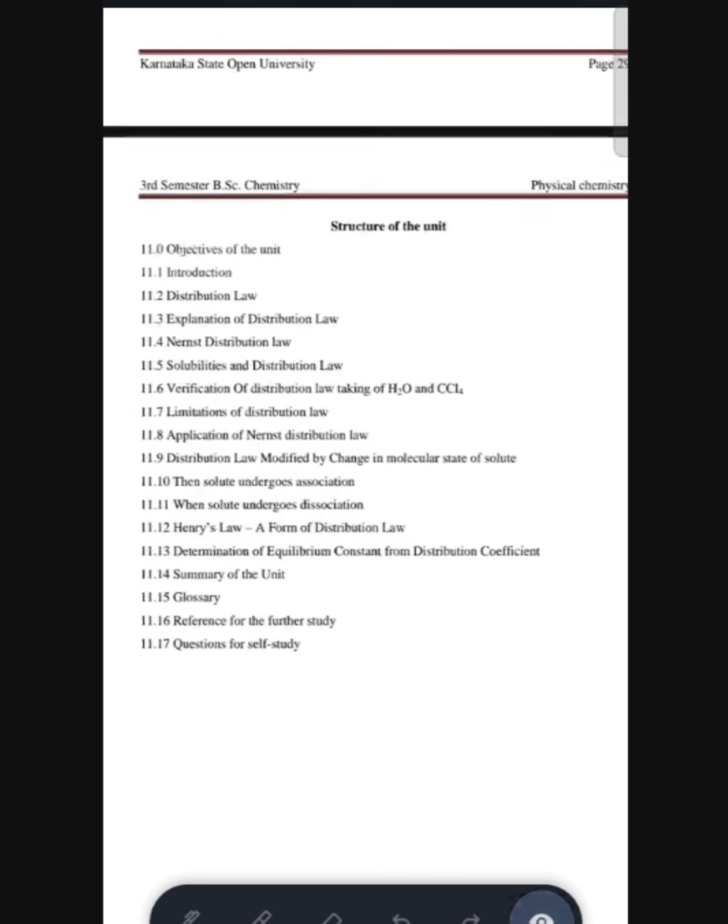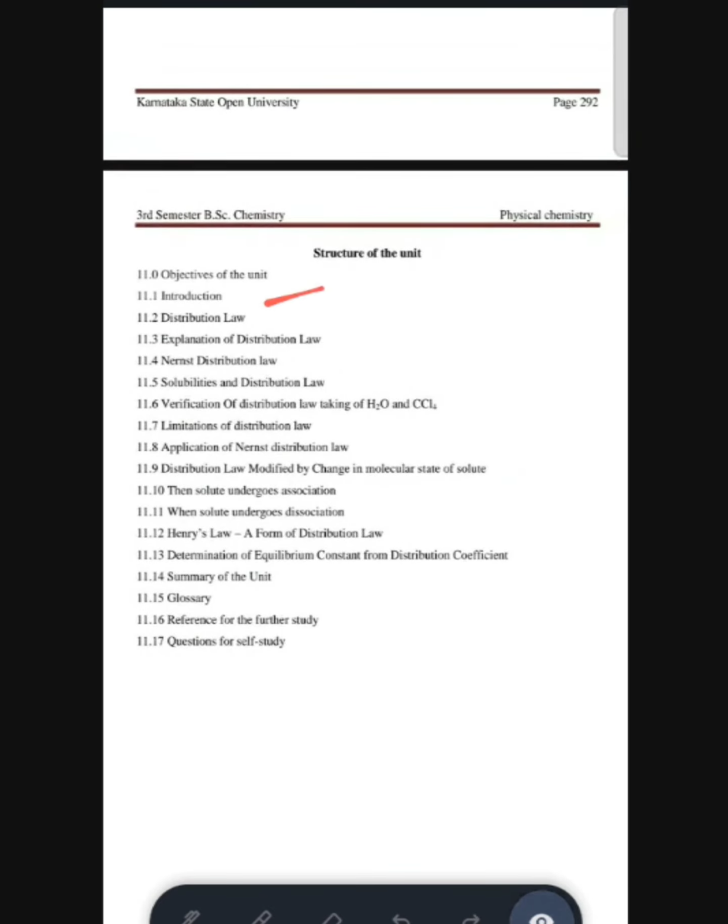where we look at the application of the Nernst distribution law and some examples for the distribution law, and also Henry's law as a form of distribution law. The main aim is the determination of equilibrium constants from the distribution law. These are the objectives of this unit.